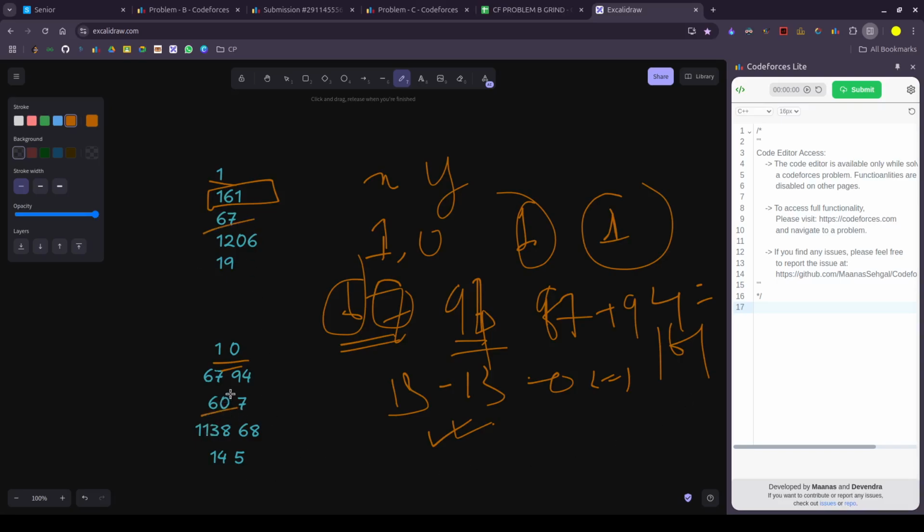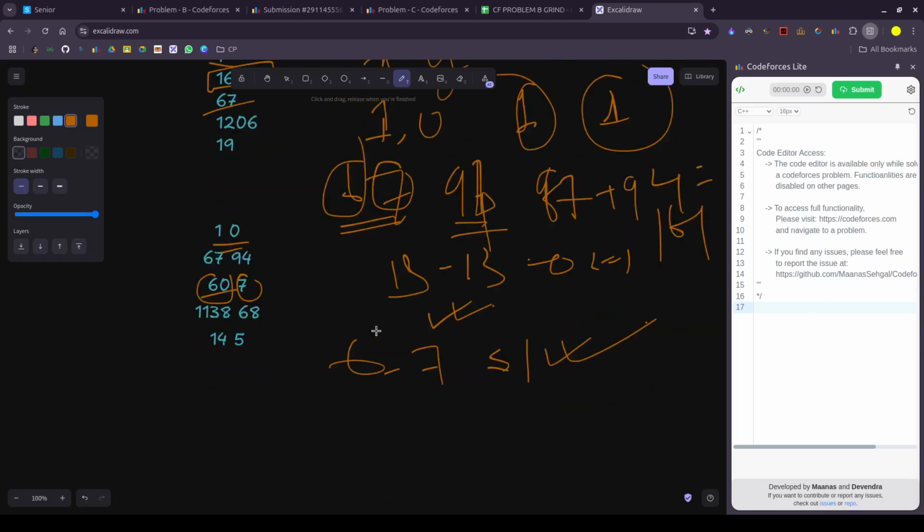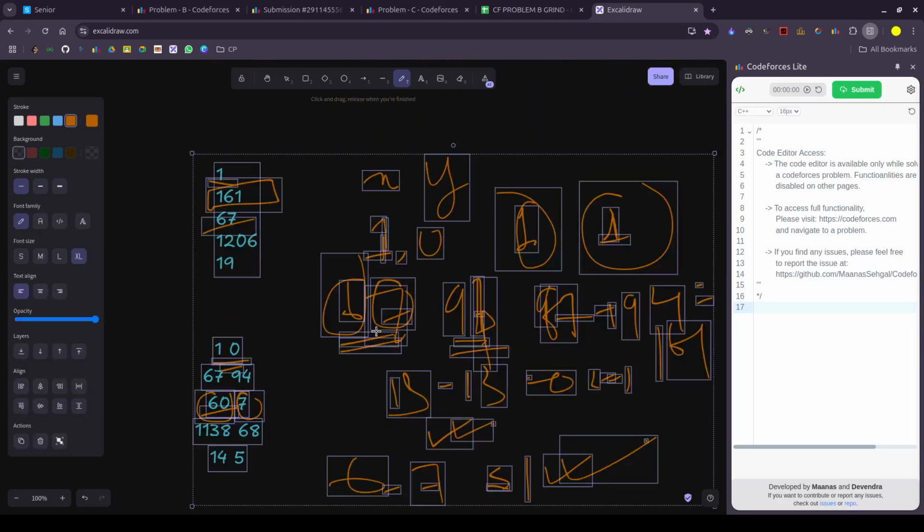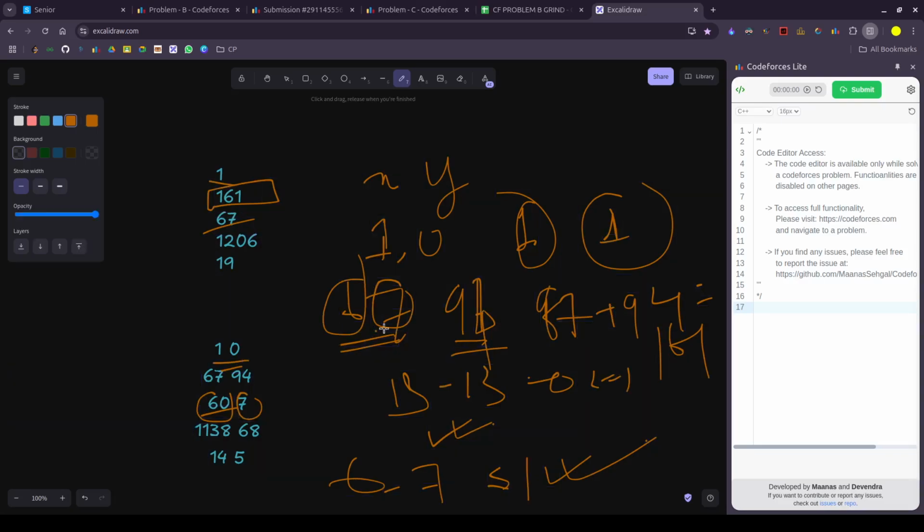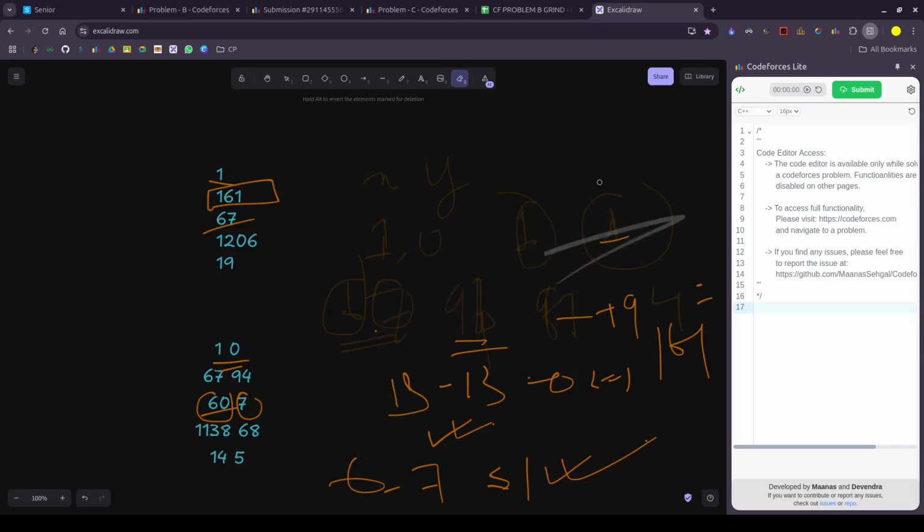Okay, and there is 67, and we are splitting it with x equal to 60 and y equal to 7. And 60 plus 7 equal to 67. The digit sum of 60 is 6 and of 7 is 7, so it differs by at most 1. So it also satisfies the condition. So I hope the problem is clear to everyone. Now we are just going to find how this problem will be solved.